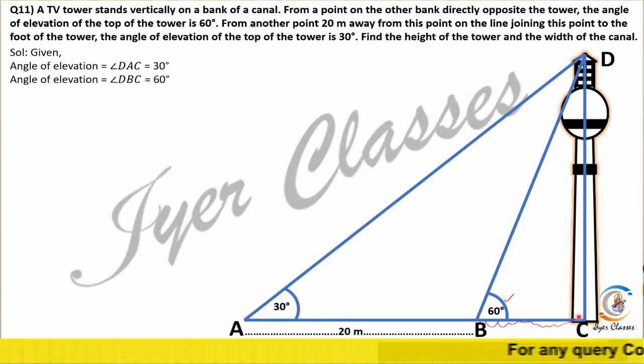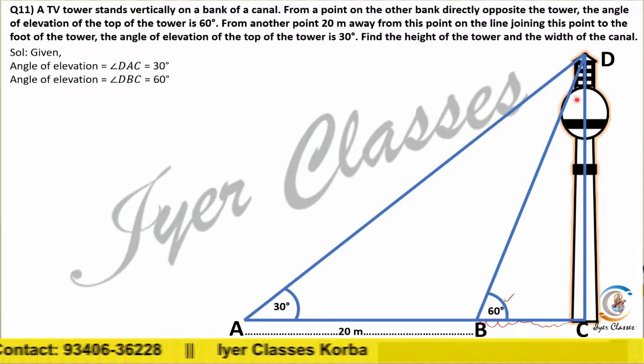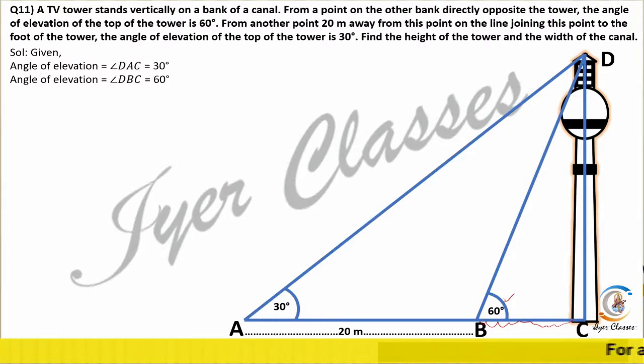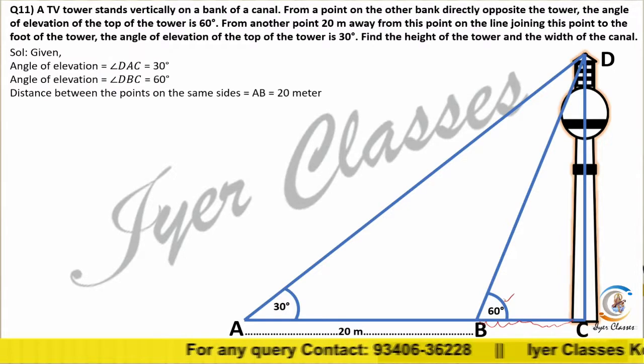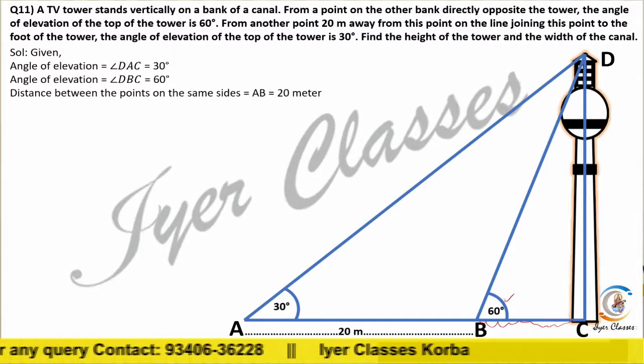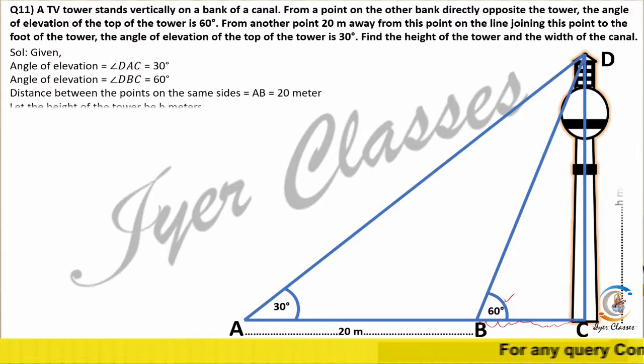The angle of elevation is equal to 30 degrees, and the angle of elevation from point B, you can see that it is equal to 60 degrees. This is angle DBC, right? Okay, now the two right angle triangles are seen on the diagram, and the distance between the points A and B is marked as 20 meters. Distance AB is equal to 20 meters, right?